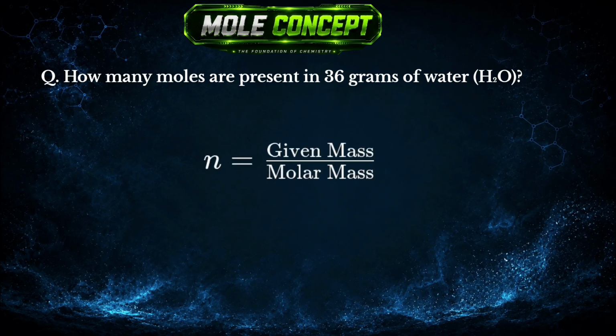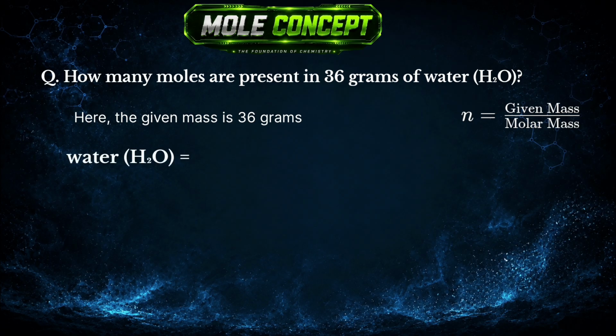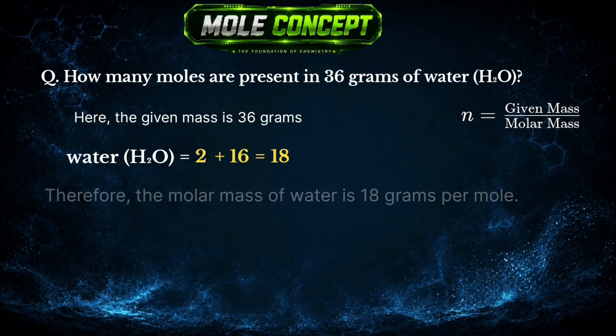Number of moles equals given mass divided by molar mass. Here, the given mass is 36 grams. Now let's calculate the molar mass of water. Water has the chemical formula H2O. Hydrogen has an atomic mass of 1, and there are 2 hydrogen atoms. So multiply 1 by 2. 1 times 2 equals 2. Oxygen has an atomic mass of 16, and there is 1 oxygen atom. So, multiply 16 by 1. 16 times 1 equals 16. Now add the atomic masses together. 2 plus 16 equals 18. Therefore, the molar mass of water is 18 grams per mole.